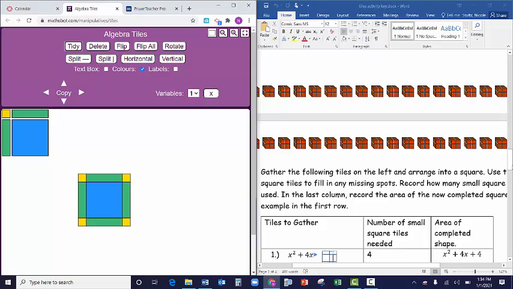So we'll go ahead and give that a shot, and then the next class period we'll go over the tiles activity sheet and see how you guys did.